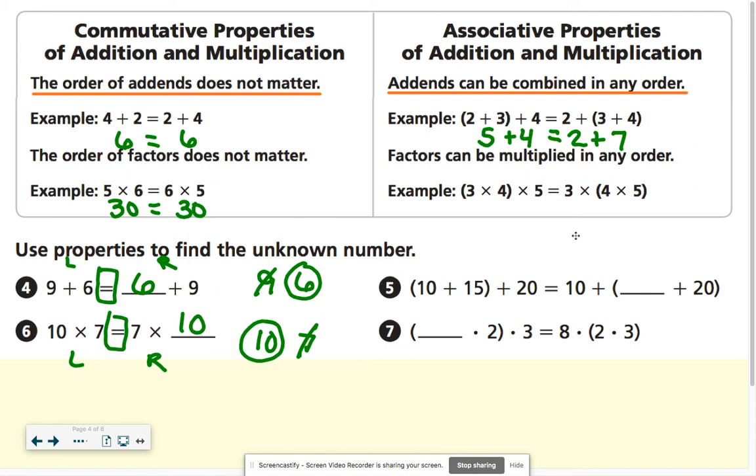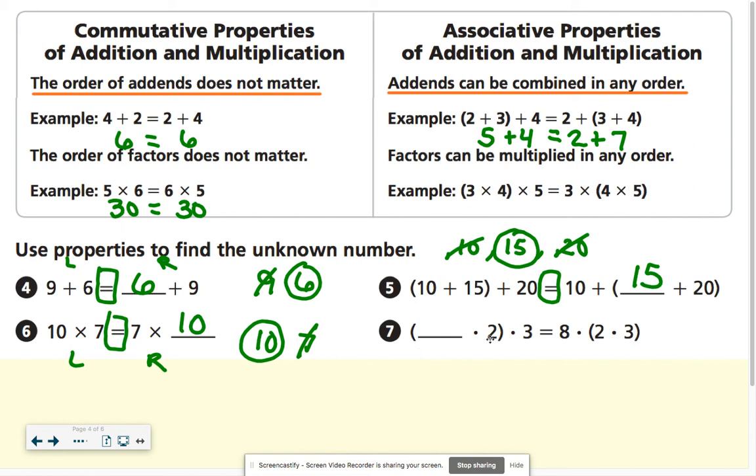Let's take a look at a few associative properties. So again, we can change what order we put our numbers in. We have a 10, a 15, and a 20 on one side. We have the equals. So if I have 10, 15, and 20, my other side better have a 10, a 15, and a 20. Here's a 10. I'm going to cross it out. A blank and a 20. So cross out the 20. What I was missing in my problem on the right side is the 15.